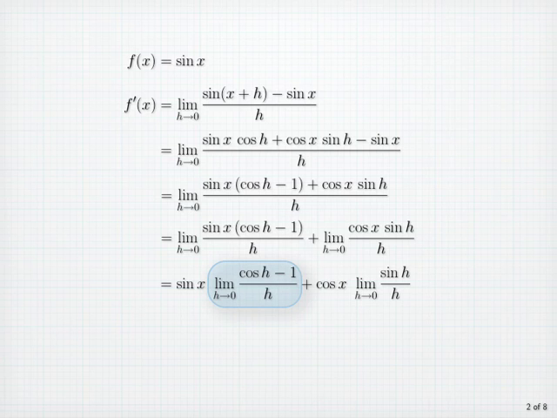But now we notice two familiar limits. The limit as h goes to 0 of cosine h minus 1 over h, we recall, equals 0. And the limit as h goes to 0 of sine h over h, we'll recall, equals 1. So the derivative of sine x turns out, in fact, to be cosine x.